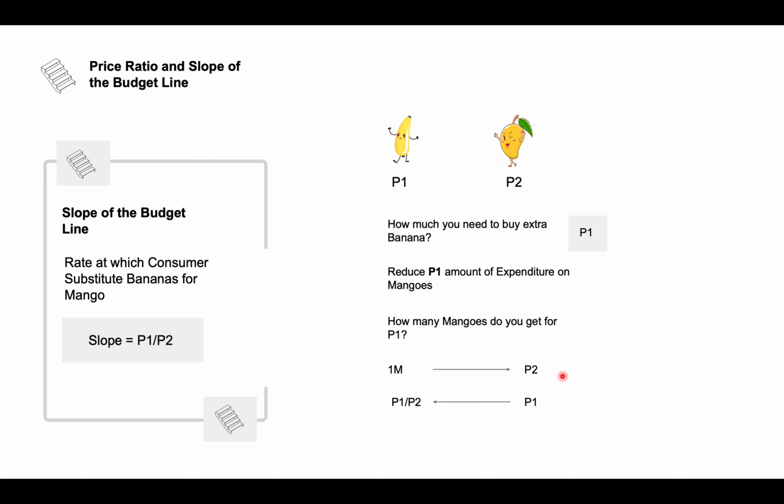I'll explain it again. You need an extra banana. For an extra banana, how much do you have to spend? P1. And you cannot reduce bananas, so you have to compensate from the mangoes. So you have to reduce P1 amount of expenditure on mangoes. How many mangoes do you get for P1? P1 by P2 number of mangoes. So that's the reason slope is equal to P1 by P2.